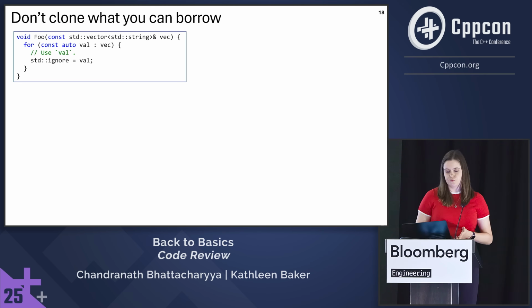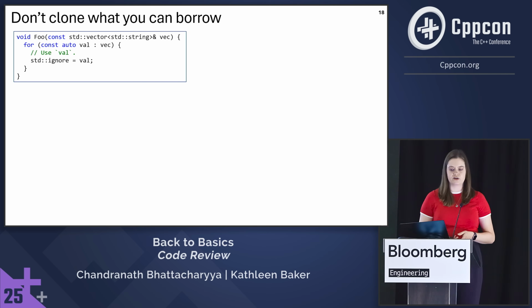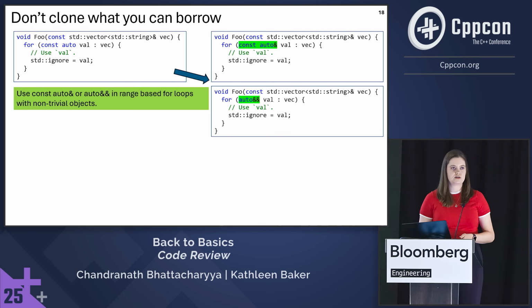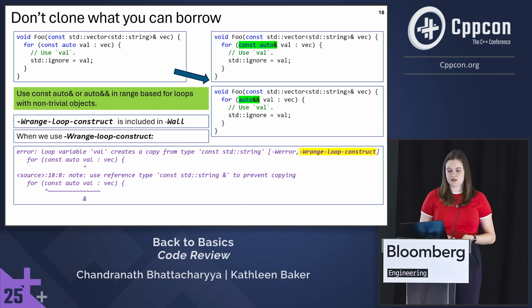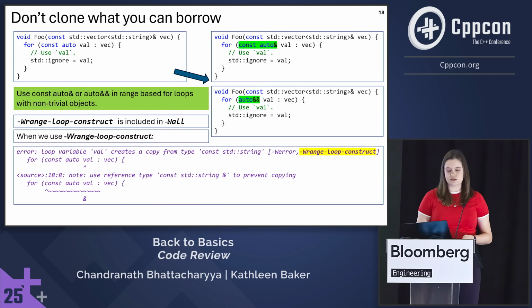Don't clone what you can borrow. We're iterating over a vector of strings, and we're creating unnecessary copies of each string in the for loop. Instead, we can use const reference or a forwarding reference for vectors of non-trivial objects. We can use the warning range-loop-construct to flag this issue. Range-loop-construct is included in -Wall.